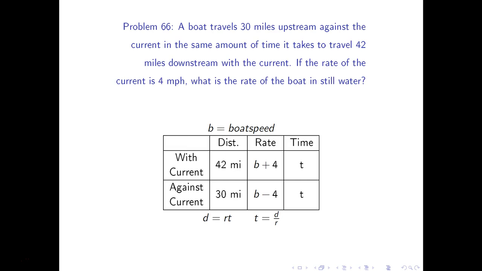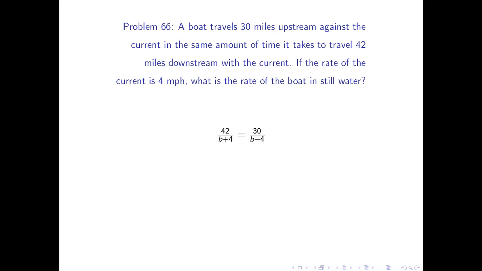So putting that together with the information I have, I get two equations. Time is 42 over B plus 4, and time is equal to 30 over B minus 4. But since these two times are equal, the other sides of the equations must be equal. Okay, so now let's use those equations. Let's rewrite it. Now we want to solve this. If you didn't get to this point in time, go ahead and pause the video and solve it.